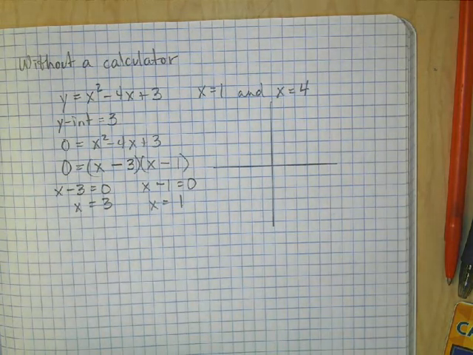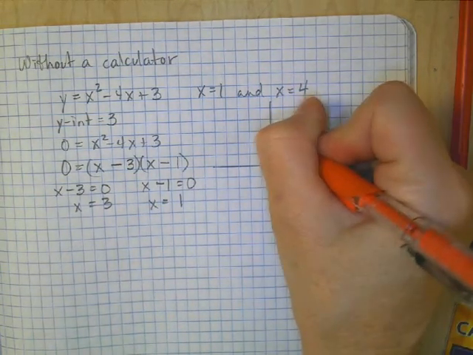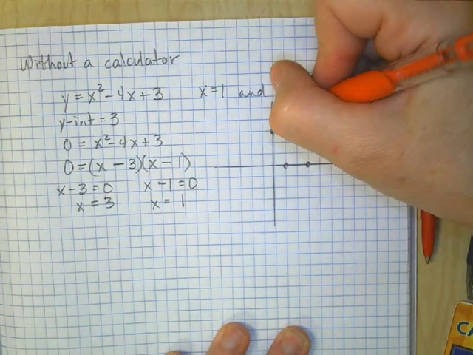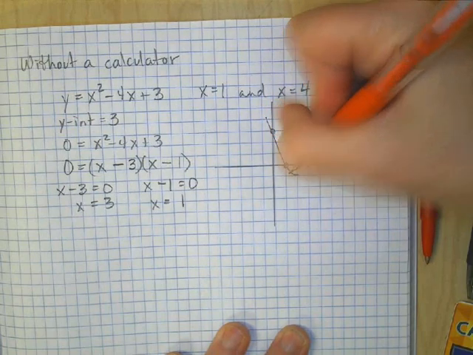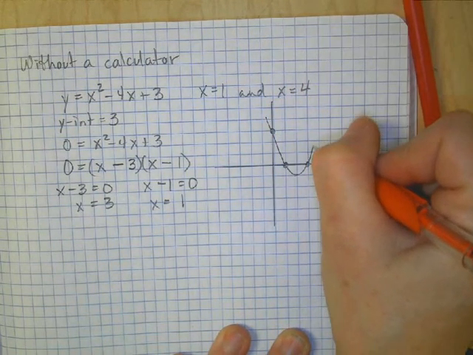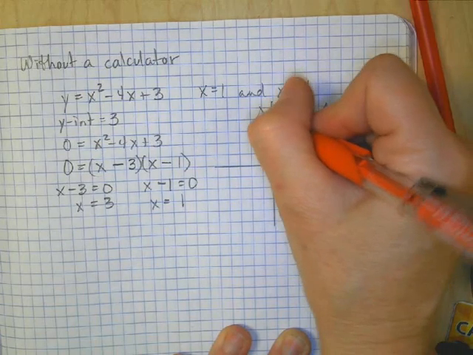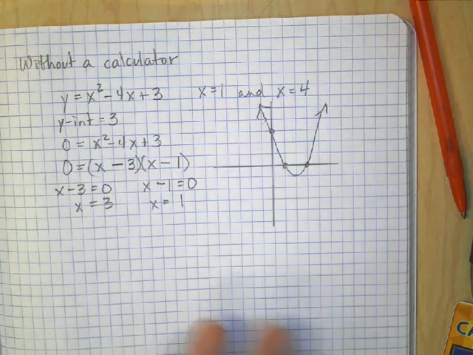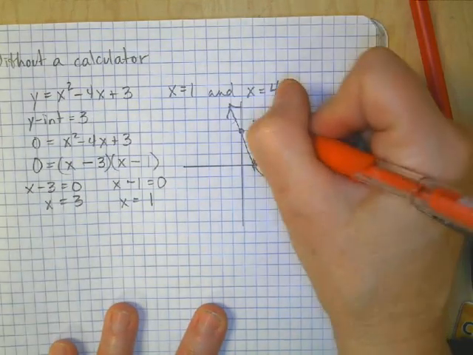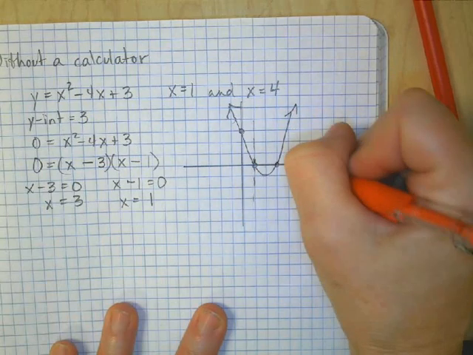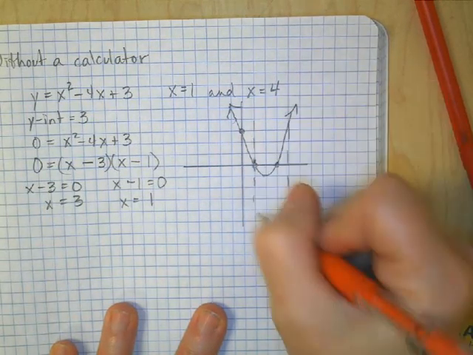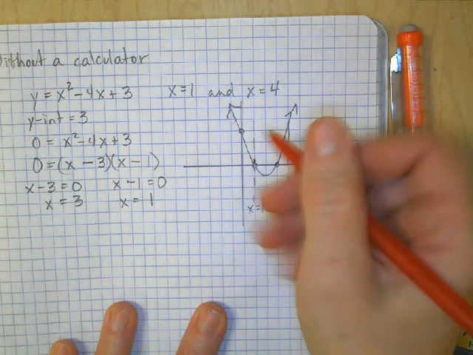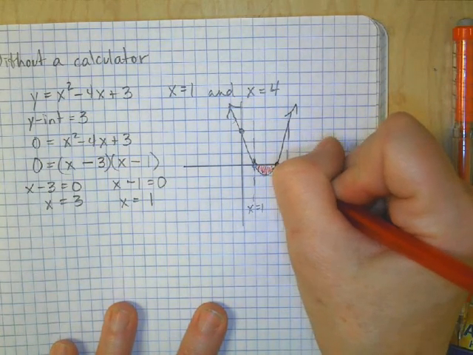Okay, my y-intercept is 3. My x-intercepts are 1 and 3. And then I'm just going to sketch in my parabola. Okay, and then it says that I need to find the area between 1 and 4. So here is 1, 2, 3, 4. Here's 4. So this is x equals 1 and x equals 4. And we want to shade in the area between the x-axis and the curve. So that would be here and here.